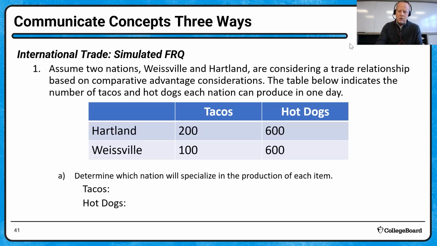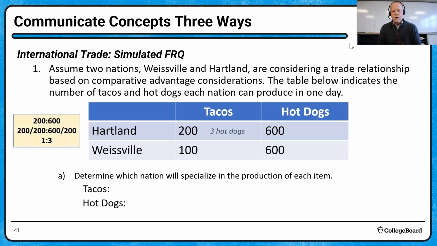Now, here's something I want you to consider. You should have got 3 hot dogs for tacos. The Heartland opportunity cost for producing 1 taco is going to be 3 hot dogs. But how did we get that? You can simply memorize that when it's an output problem, in this case, I would do hot dogs divided by tacos, 600 divided by 200, I would get 3 hot dogs. But look at it like a ratio.